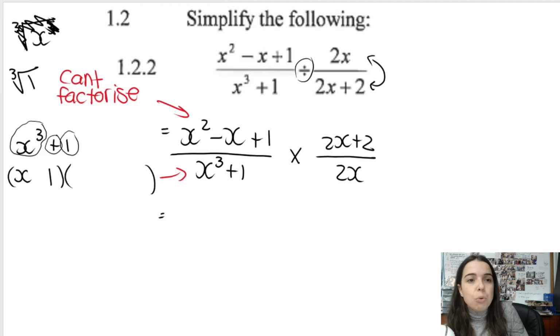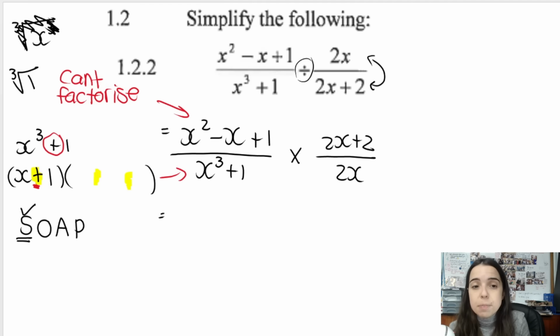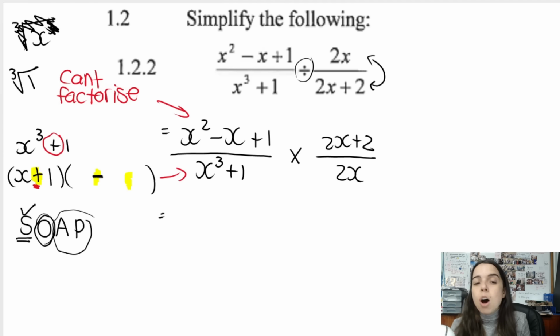Okay, now for the signs, because there must be signs in this bracket. There's a sign here, there's a sign here, and there's a sign here. There must be 3 signs. This is how I remember the signs: SOAP. S means that the first sign is the same. Whatever this sign is over here must be the same over here, so a plus. The second sign is opposite. So if this is a plus, this must be a minus. And AP means that your last sign is always positive.